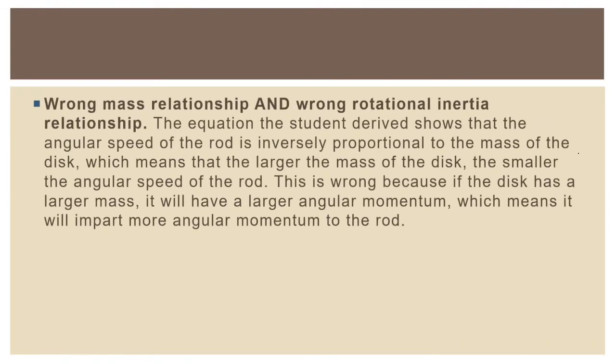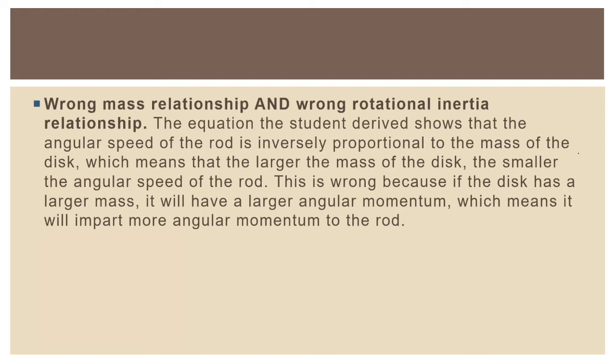My explanation here looks like this. I did it in two parts. This equation has the wrong mass relationship and the wrong rotational inertia relationship. Now, I think the rotational inertia relationship is the most obvious. If I had to bet my life on it, I would guess that most of you wrote about that. I was talking about the angular momentum a lot here in the beginning, and so I figured I'd stick with that. And I wrote here, the equation the student derived shows that the angular speed of the rod is inversely proportional to the mass of the disk, which means that the larger the mass of the disk, the smaller the angular speed of the rod.